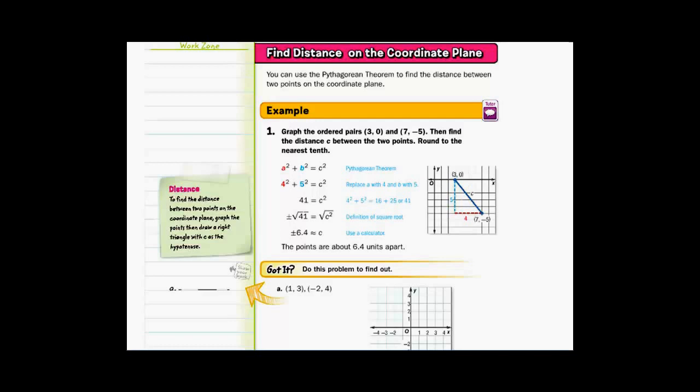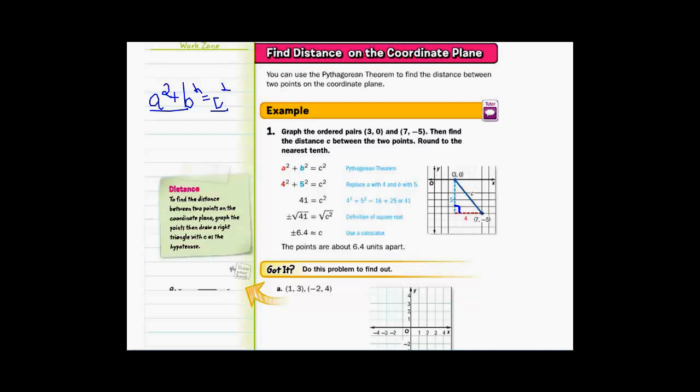So first of all, let's talk about Pythagorean theorem, and if you remember, a squared plus b squared equals c squared. These two were your legs. This one was the hypotenuse, and that only works with a right triangle. Okay, so finding distance on a coordinate plane.